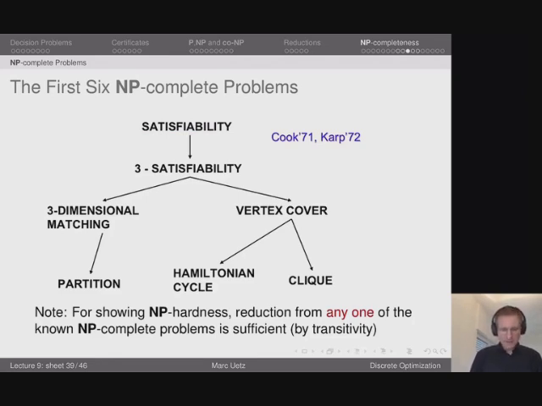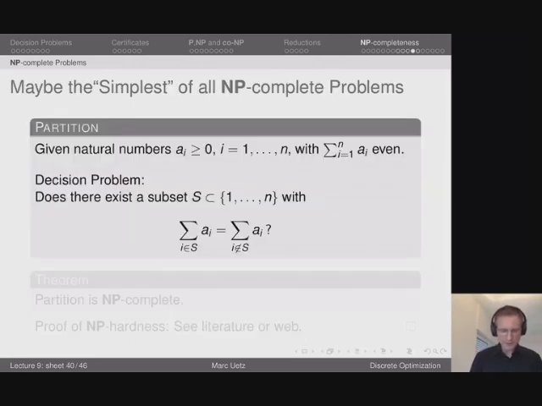I still find it kind of astonishing, for example, that this innocent partition problem is also NP-complete, so at least as hard as the satisfiability problem. So what is this partition problem? Let me define it for you.